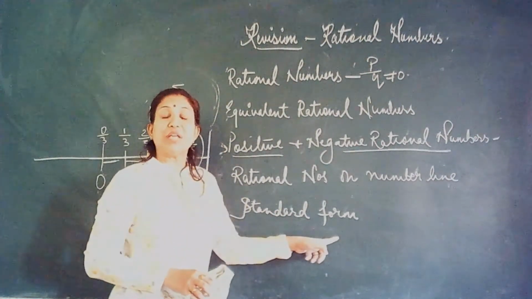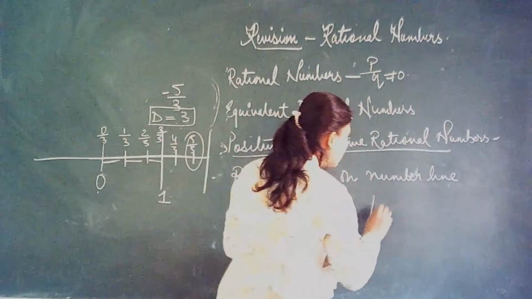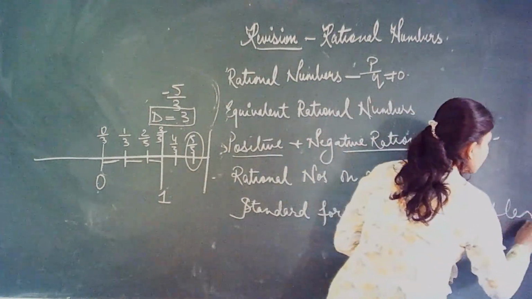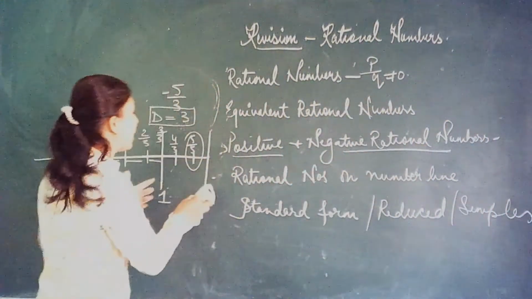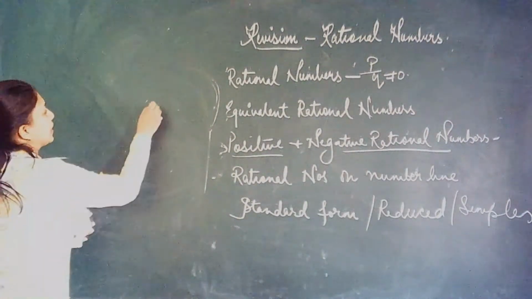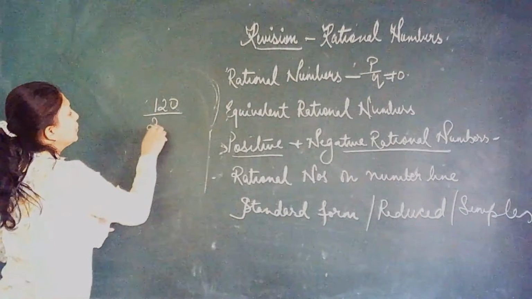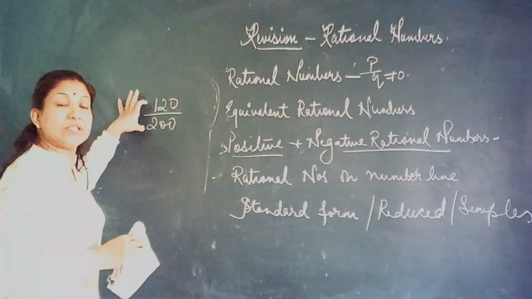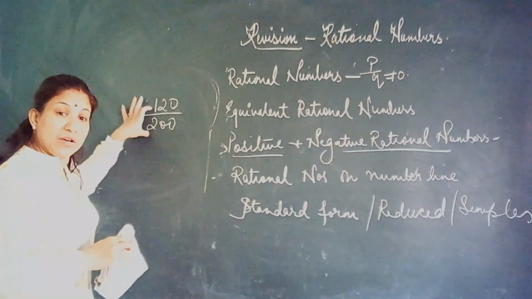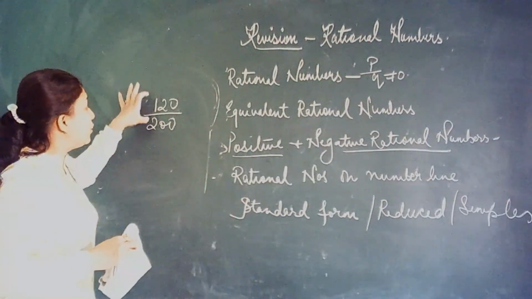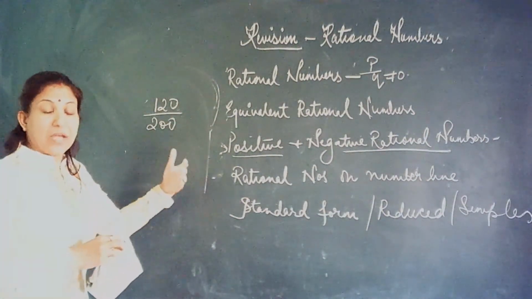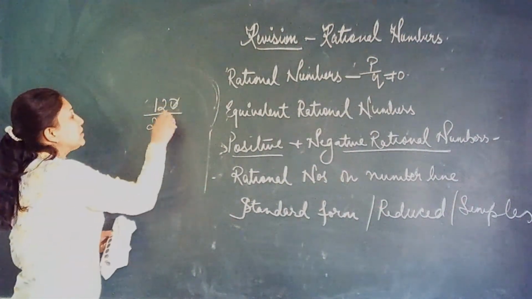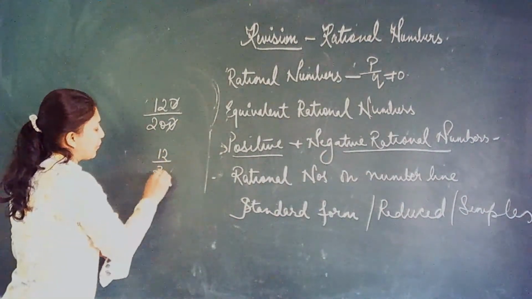Now what do you mean by standard form? Standard form means it is the reduced form or simplest form. Now what does this mean? It means that if you have a rational number, take for example 120 upon 200. It is simply a rational number, but this is not in its simplest form. Standard form is where you cannot simplify further. It will be in lowest form. So we need to simplify it. Let's cancel 0 and 0. What do you have? 12 upon 20.